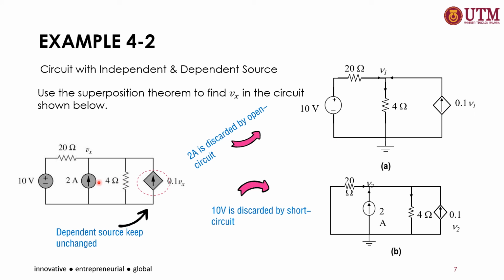So we redraw, and we will get this circuit. Okay, and then the next step is we discard the 10 volt voltage source by short circuit. So we redraw, and we will get this circuit.